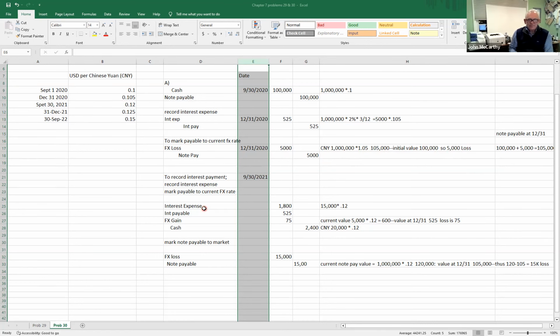Then there's a December year end, but I guess they're not assuming there's any quarters in between. So we go to 9/30. They pay it annually. We have to record the interest payment, record interest expense, and we have to mark the payable to the current FX rate.